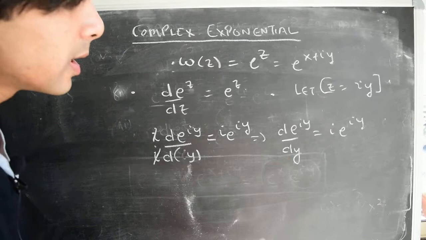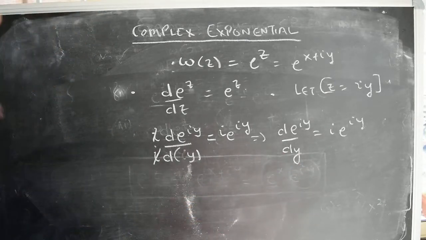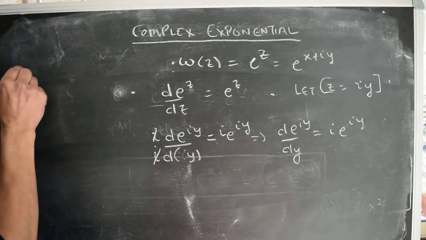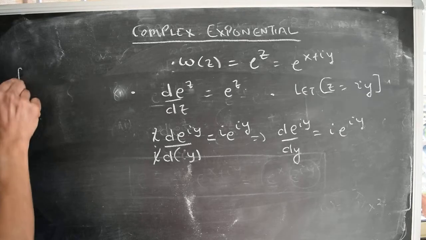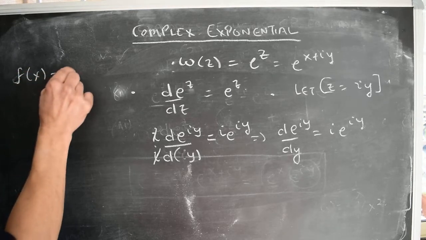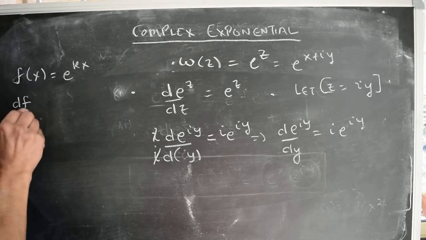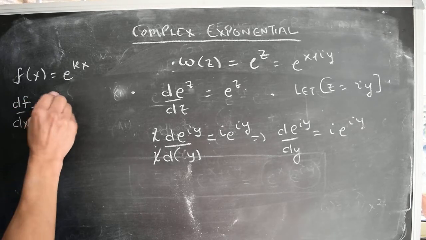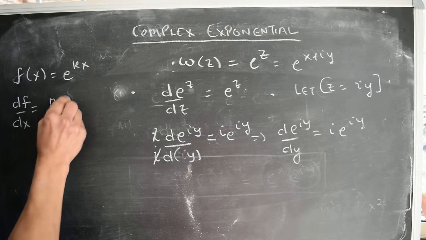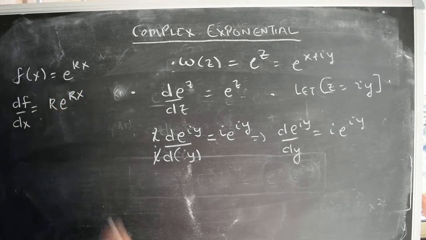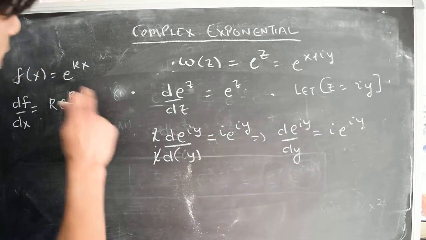And this is quite reasonable, because if you recall the real exponential, if we have a function, let's say f of x, which is e to the power of kx, where k is some constant, then the derivative of the function with respect to x is simply k times e to the power of kx. And this is what's happening here.